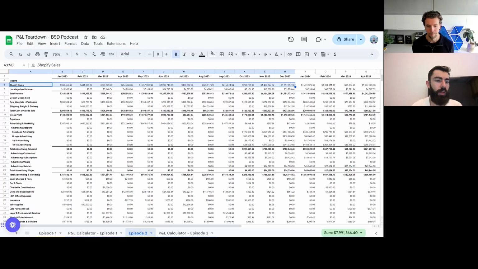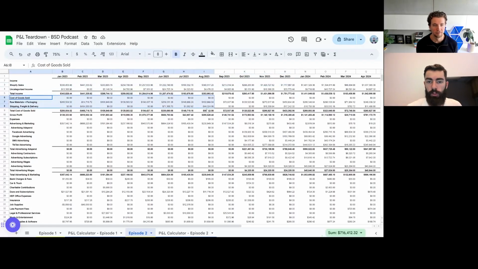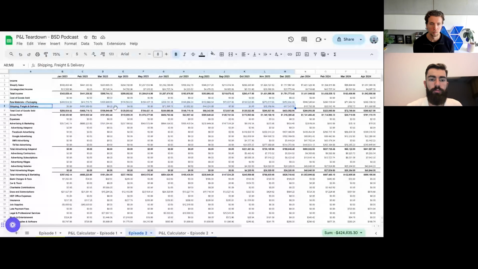Cool. So let's move on before it gets too boring as well. And the next section that we see is the cost of goods sold. And what I don't like about this section for this specific business is the raw materials and packaging and shipping and freight and delivery not really being clear about what they include.